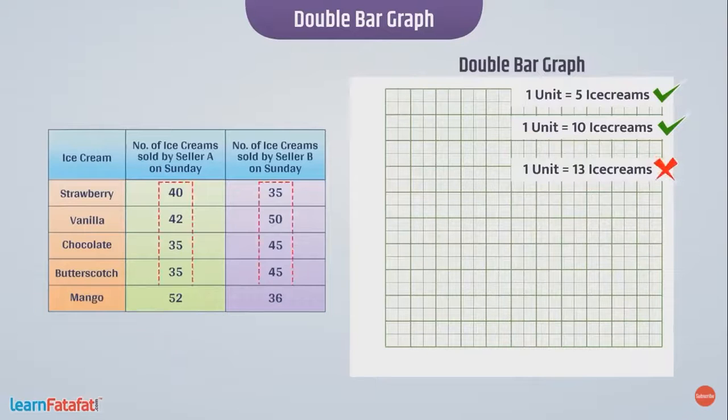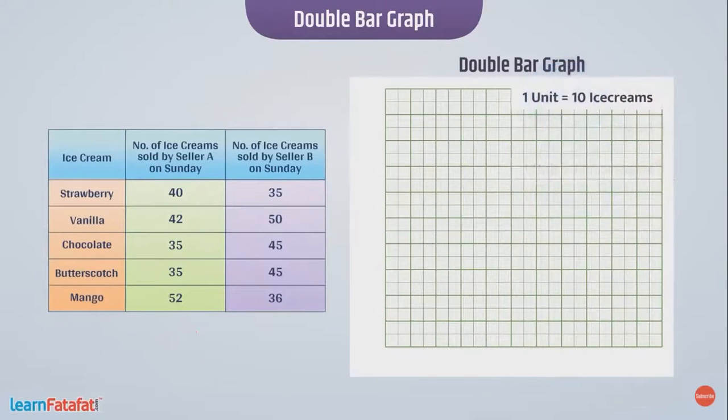No, since given values are not multiples of 13 or they cannot be easily represented, therefore we cannot take 13 as the value of unit length. We will choose 1 unit length equal to 10 ice creams. Now, here we have to draw 2 bars. So, we must differentiate them so that we can read them easily.